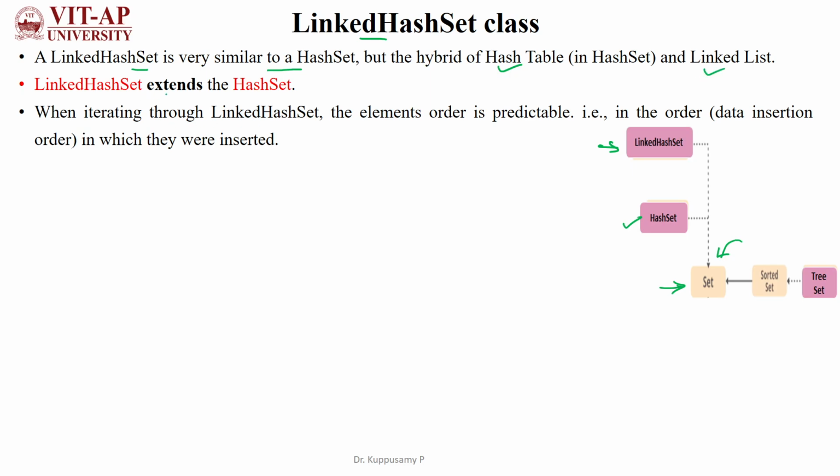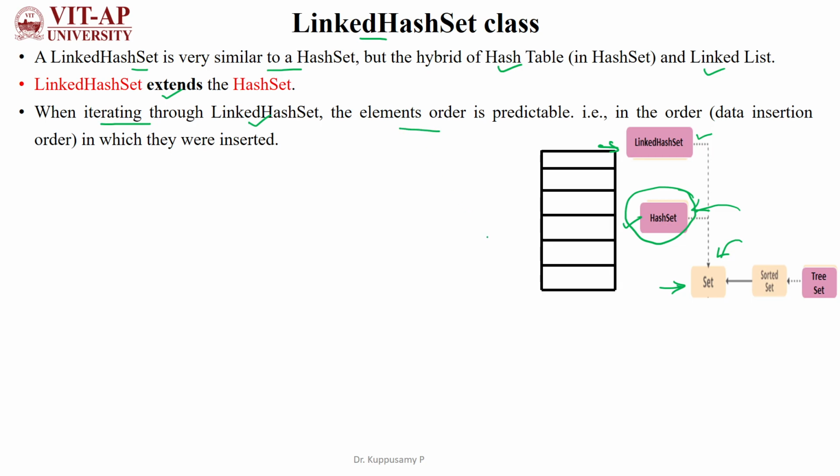The LinkedHashSet is an extension of the HashSet. So we can say the LinkedHashSet is a subclass of HashSet. And when iterating through the LinkedHashSet, the element order is predictable. That means when you are using the hash structure like this, then the linked list structure is also added in this LinkedHashSet class.